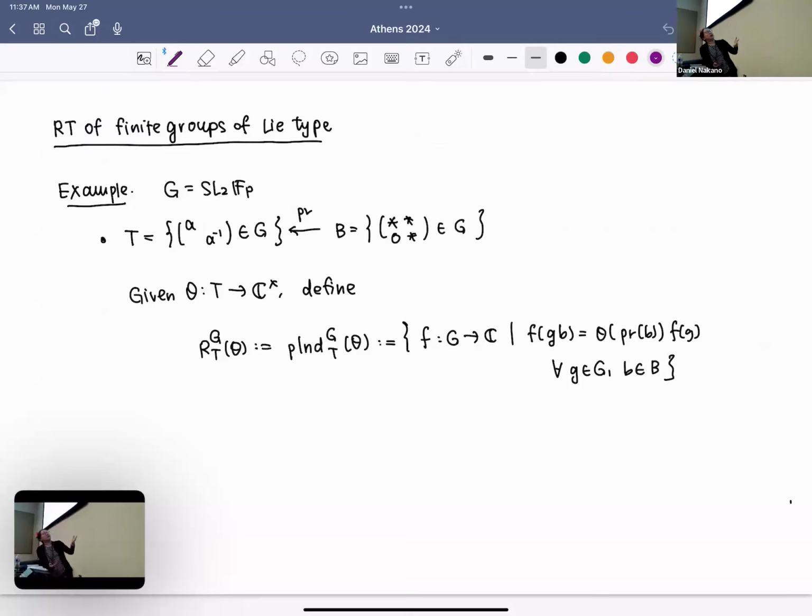remind you of the kind of picture of what the complex representation theory of finite groups of Lie type looks like. And so let me first explain what happens for SL2 FP. So in this case, if I take T to be the diagonal, and I take this map from B to T by just forgetting the top right hand corner, then given any character of T, I can view it as a character of B by simply pulling back along this map, right? And then once I have this, I can simply induce this representation of B to a representation of G that I'll call parabolic induction. That's this P-Ind. So the P stands for parabolic, not for my prime P.